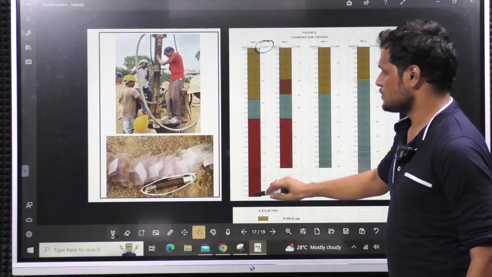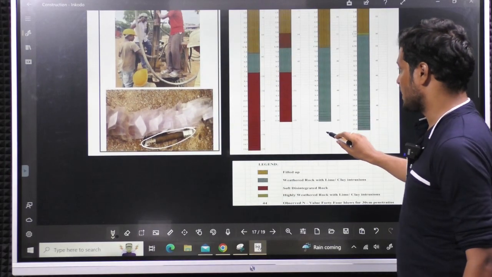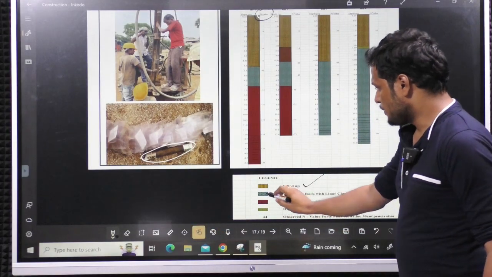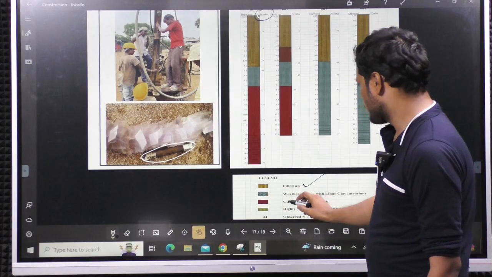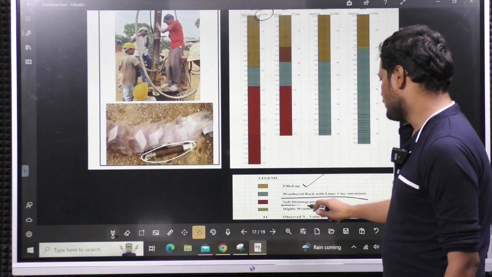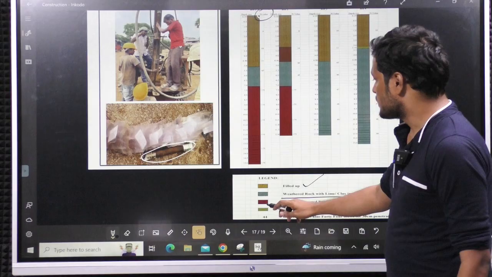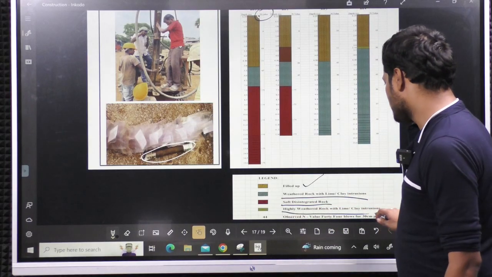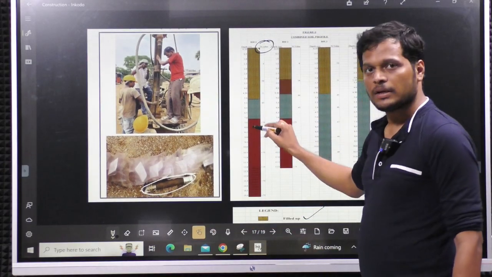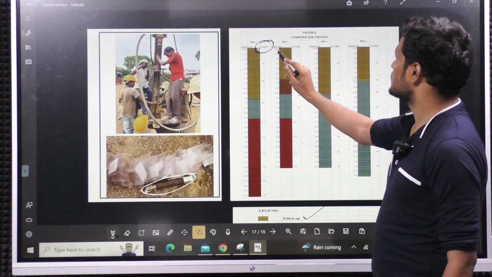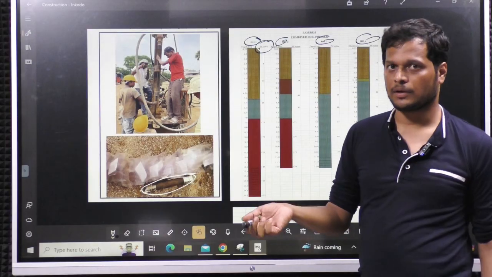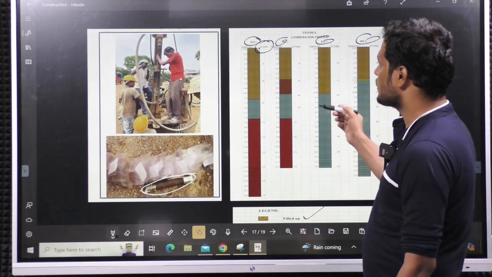So they have represented it. Here you can see the legend to know what the colors mean. Yellow color means fill-up. Next to this, blue color we can see weathered rock or lime or clay intrusions. Next, red color is soft disintegrated rock, and this yellow color is highly weathered rock with lime or clay intrusions. Like this they have represented the types of soils along the depth. This is for trial pit 1, trial pit 2, trial pit 3, trial pit 4 at different depths, depending on the footing they have taken.